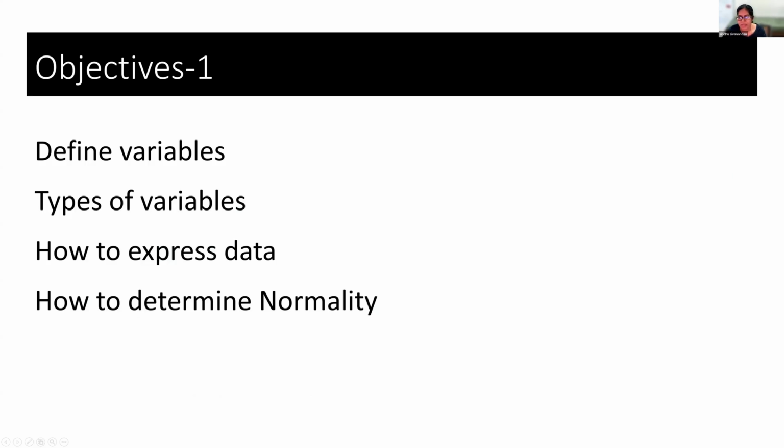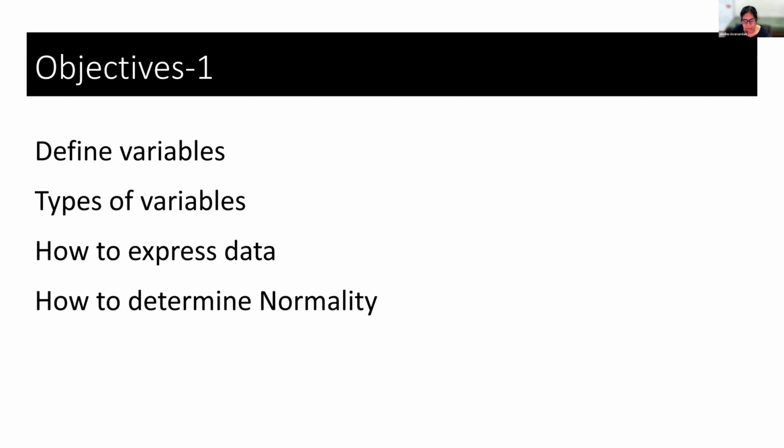So fine. If you have not gotten it right, or you're still trying to figure out the answers, we will complete the presentation, and at the end of the presentation, if you get the answers, then you have understood. The first objective is to define what variables are, the types of variables, how we can express data, and how we can determine normality. This will be followed by a brief discussion on risk ratio and odds ratio.